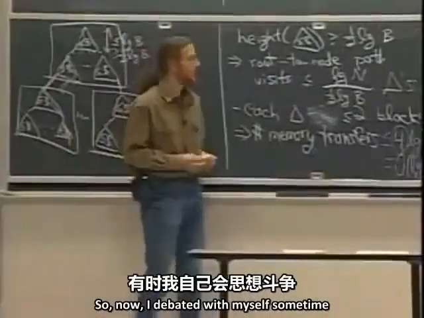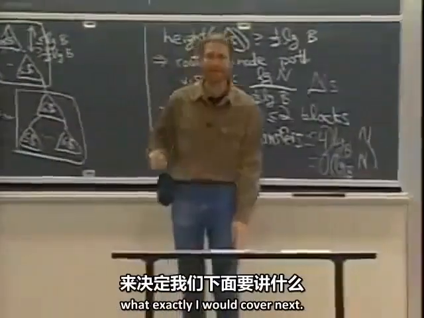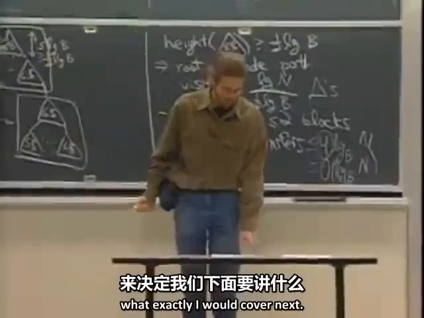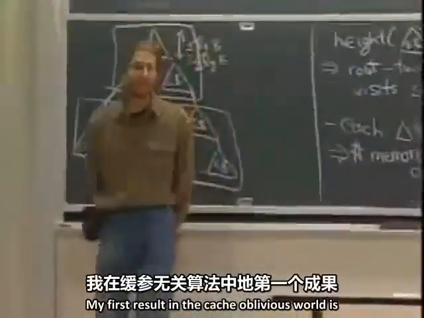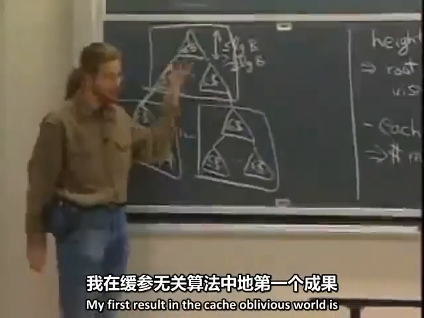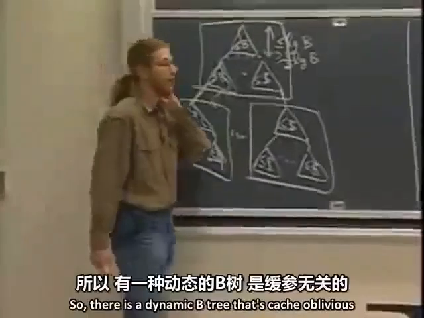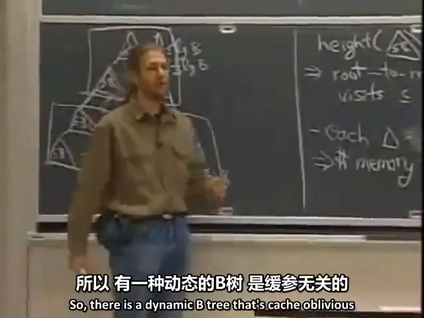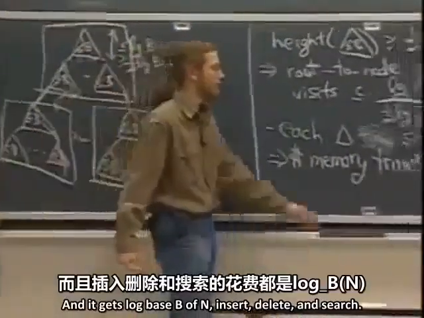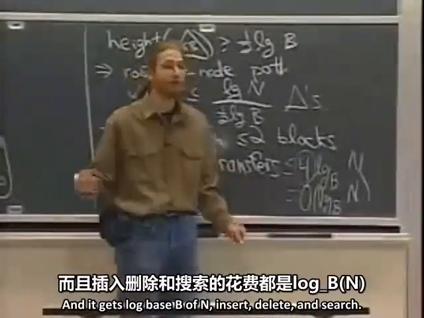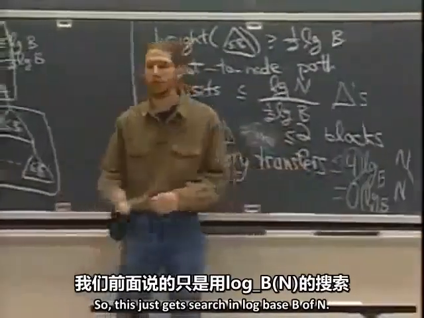So now I debated with myself for some time what exactly I would cover next. There are 2 natural things I could cover, both of which are complicated. One is my first result in the cache oblivious world, which is making this data structure dynamic. So there's a dynamic B tree. It's cache oblivious, so it works for all values of B. And it gets log base B of n for insert, delete, and search. So this just gets search in log base B of n.